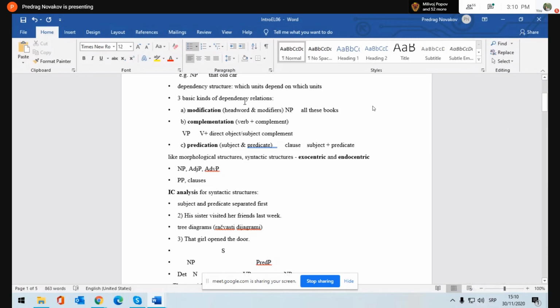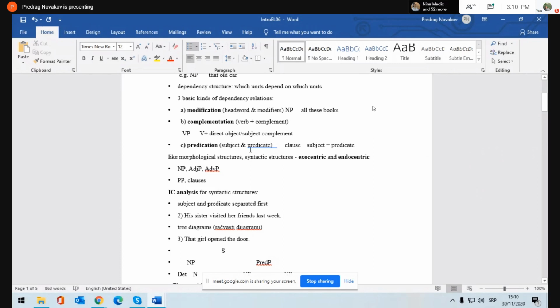And the third type of dependency relation is predication. This is the relation between the subject and the predicate. We already explained it. You have it in a clause, subject and predicate, like "they read a book." They and read, subject and predicate, form predication, the relation between the subject and the predicate, okay?